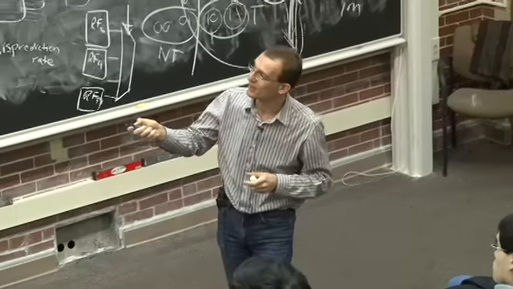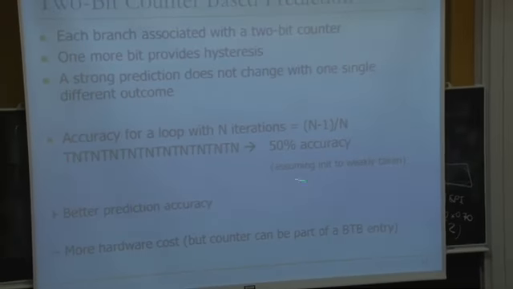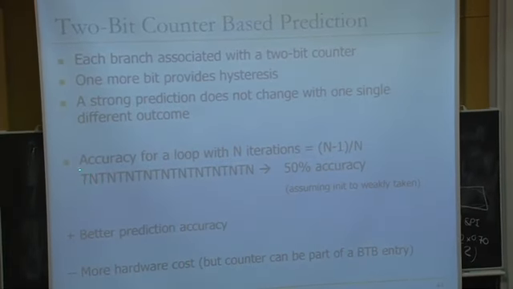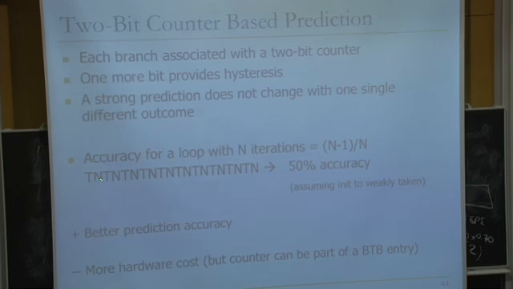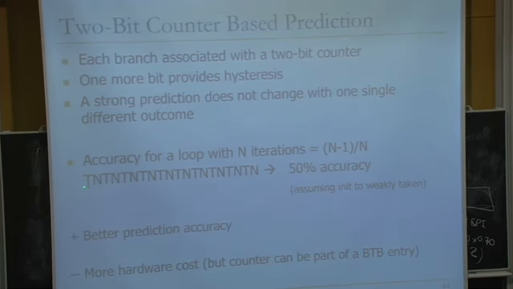Now, in this seemingly hard case, you'll get 50% accuracy here, right? Let's assume initially you start with a weakly not taken state, and I'll show you what that is soon. You predicted not taken, weakly taken state. You predicted taken first. The next time, which will be correct, you will go to the strongly taken state. The next time, even though the outcome is not taken, you will keep predicting this branch is taken. Right? So only 50% of the time you'll be wrong. So you get better prediction accuracy, but more hardware costs. Right? Now you have 2 bits per branch instead of 1 bit per branch.